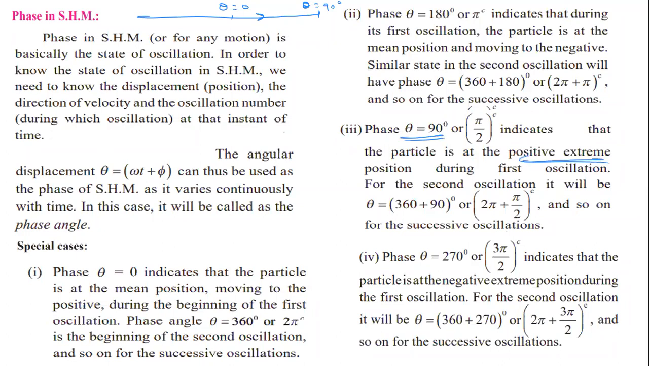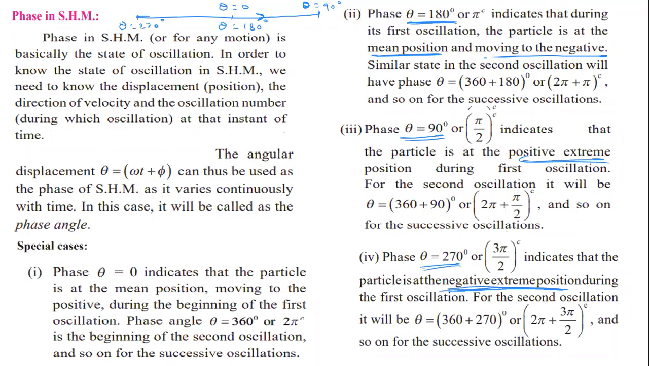Then when it starts moving back, and comes to this position, theta is 180. So theta 180 means it is again at mean position and moving towards negative. Now it is moving to this side, and when it reaches this negative extremity, theta is equal to 180 plus 90, which is 270 degree. 270 means it is at negative extreme position.